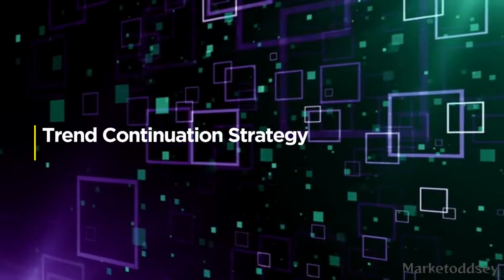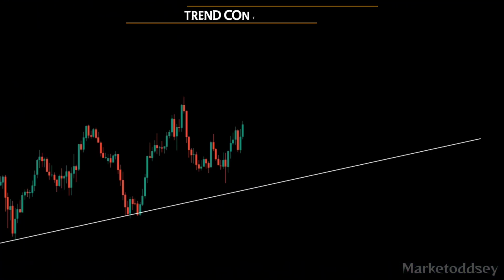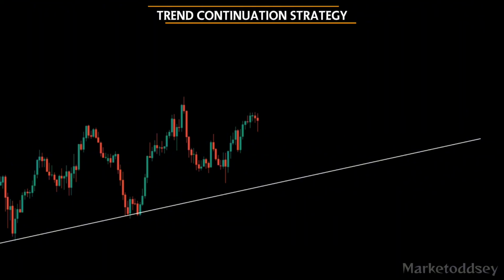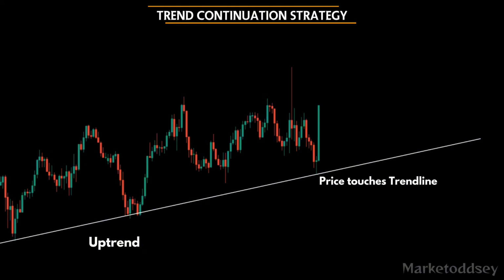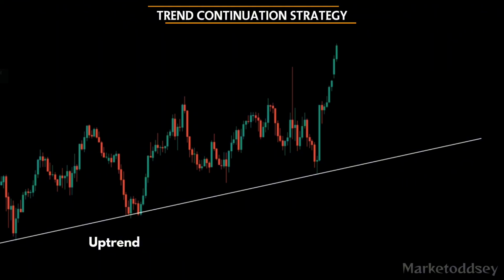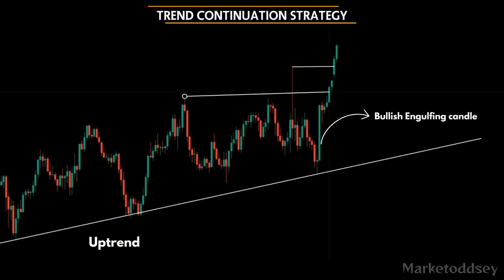Trend continuation strategy. All right, let's say the trend remains intact and price dips back to your trend line. You want to ride that trend further. Here's what you look for. Bounce at the line. Price actually touches or slightly dips below the trend line. Rejection candles, long wicks, or a clear bullish engulfing in an uptrend, or bearish engulfing in a downtrend.